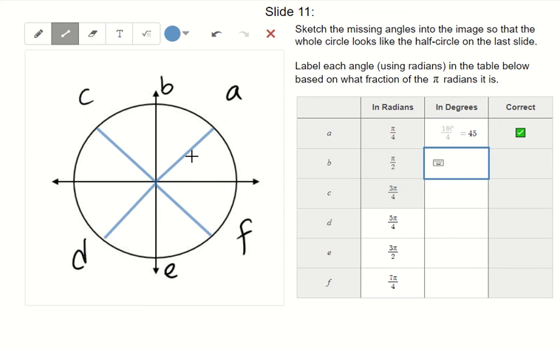And then so now we're just going to add another one, right? 45 plus 45 is 90. 90 plus 45 is 135. 135 plus 45 is 180, but we're not doing that one, so then we're just going to add another 180 plus 45 is 225. 225 plus 45 is 270, and then 270 plus 45 is 315.